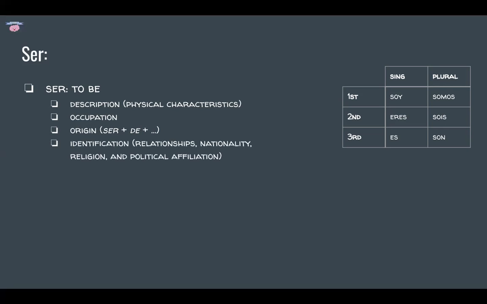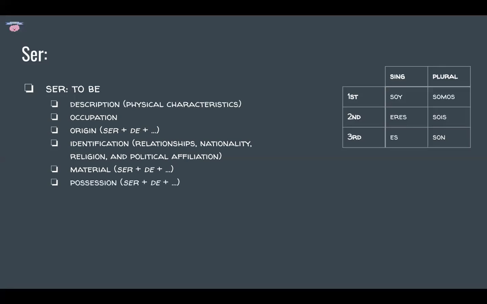You can also use it for identification, and this covers a lot of broad topics like relationships, nationality, religion, political affiliation, etc. An example would be nosotros somos tus primas, which would be we are your cousins. Material, also use ser plus de, similar to origin. So you can say el lápiz es de plástico, which means the pencil is plastic, or basically it's a mechanical pencil.